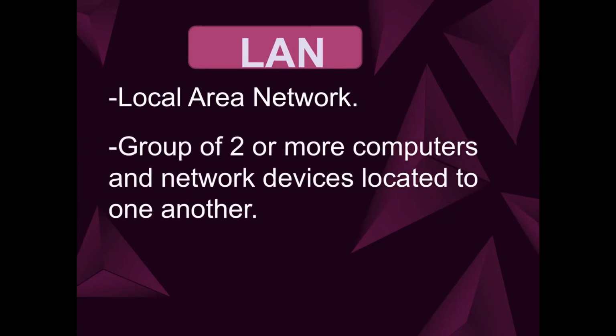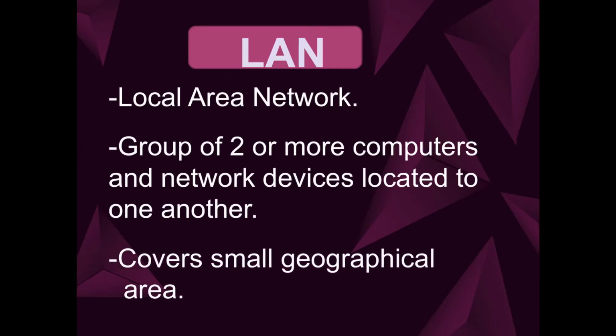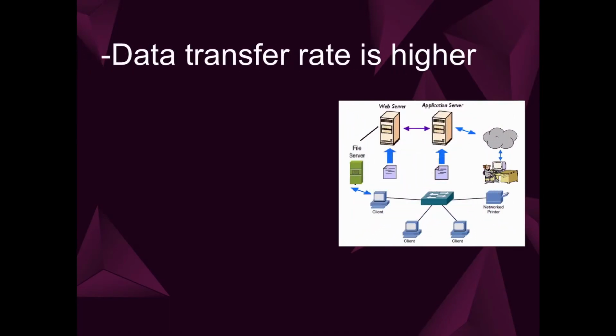Next is LAN, where LAN stands for Local Area Network. It is a group of two or more computers and other communication devices that are located close to one another. It is the most common type of network. Usually, it is confined to a room, one building, an industry, or a small geographic area. Here, the data transfer rate is higher as data does not travel a long distance.